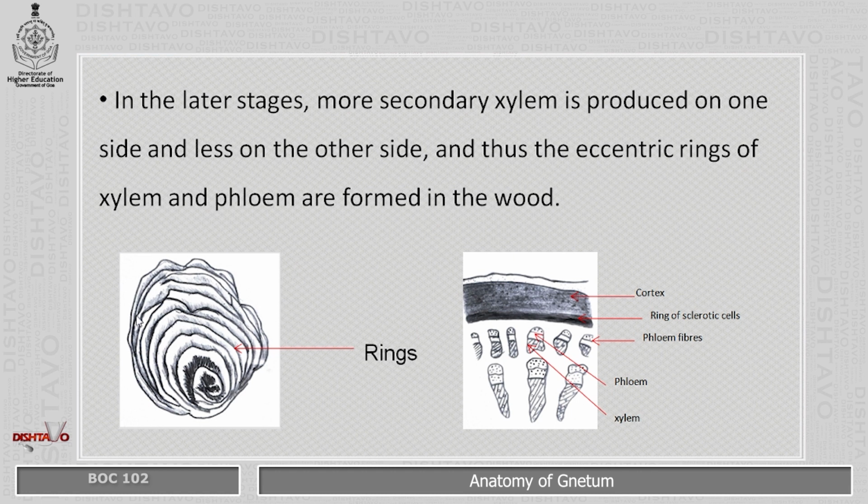Such concentric or eccentric rings are formed, wherein we can see these are the rings of cambium, giving rise to xylem and phloem. This is the section of the wood which can be seen, and these are the eccentric rings. In a later stage, more secondary xylem is produced on one side. As we can see, only on one side there is the exaggeration of the xylem, while on the other side there is no xylem seen. Thus concentric rings of xylem and phloem are found in wood.